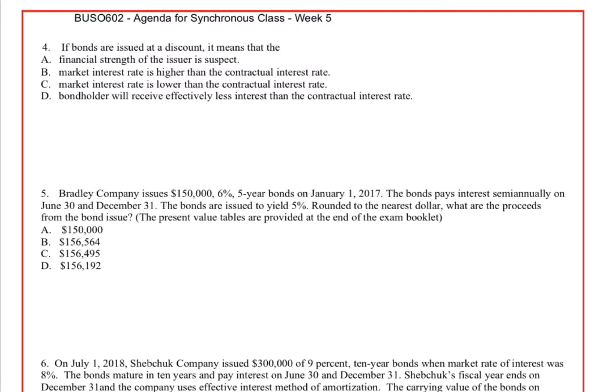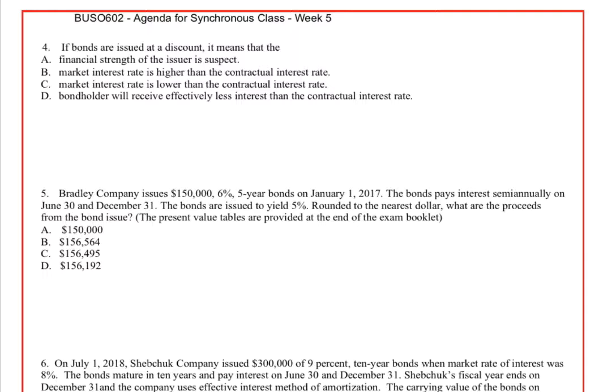Question 4. If the bonds are issued at a discount, it means what? Well, we know that bonds issued at a discount just means that the coupon rate is less than the prevailing market rate of interest. So let's see which of these says that.